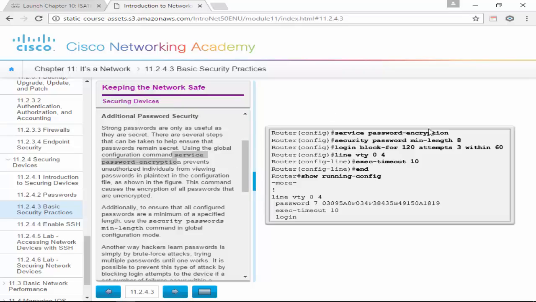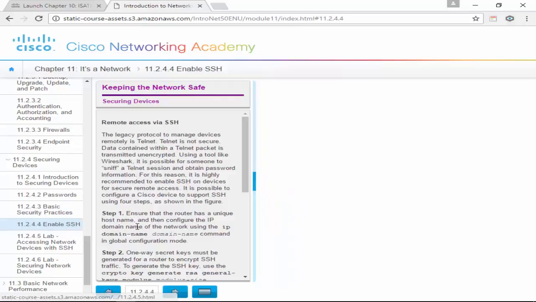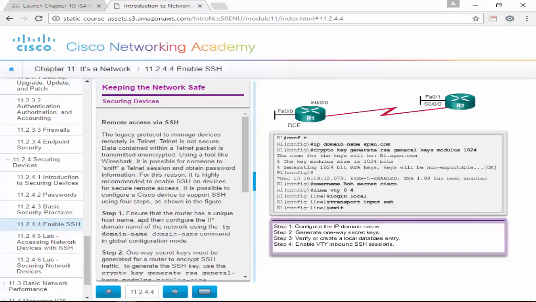So all these commands right here, you will have to do in this final Packet Tracer, so I would take a note of them. Exec-timeout: what this means is when you're in the line VTY or the telnet session, it will time you out after 10 seconds. Alright, enable SSH, finally. Telnet sucks, right? It lets us remote in, but it's in clear text.